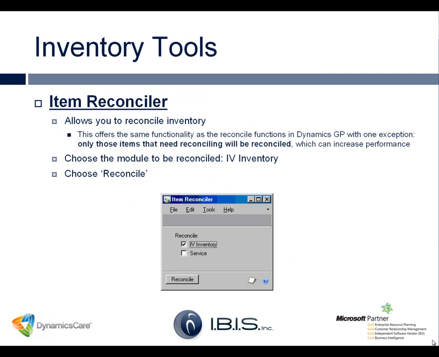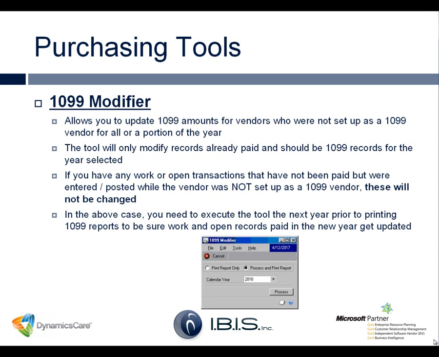The item reconciler allows you to reconcile inventory. And yes, there is a reconcile inventory function in GP. The main difference with this tool is that it will only select those items that need reconciling when it does the reconciliation, which will increase system performance. So you simply check the ID inventory checkbox and hit reconcile. We've got about 25 more slides to get through in the next 15 minutes.